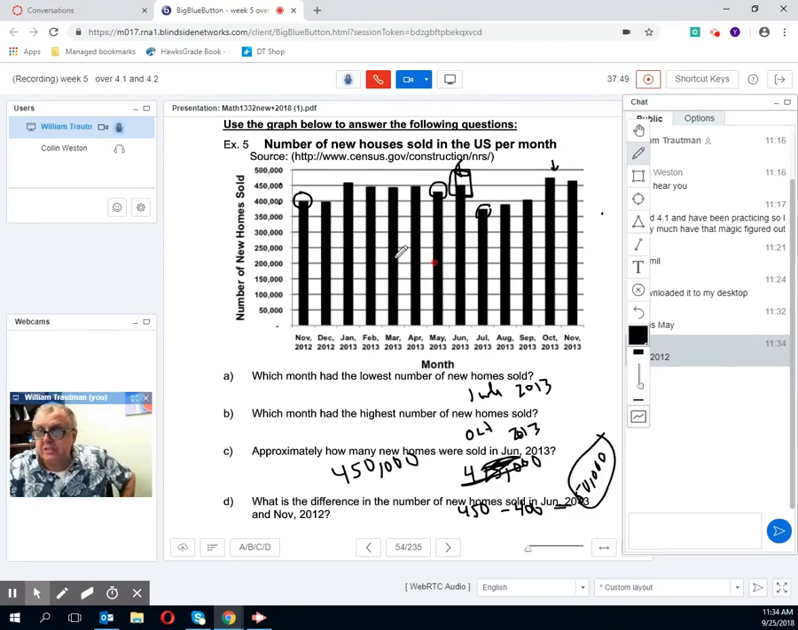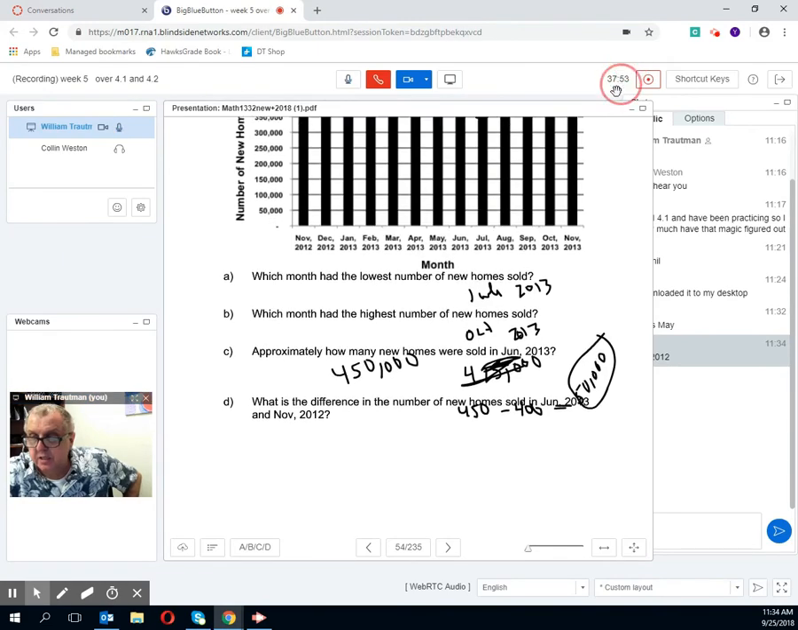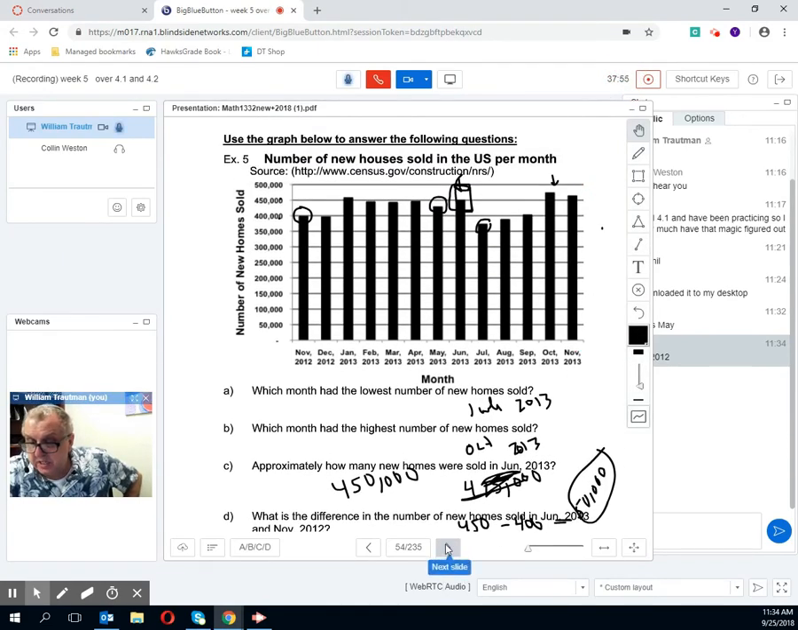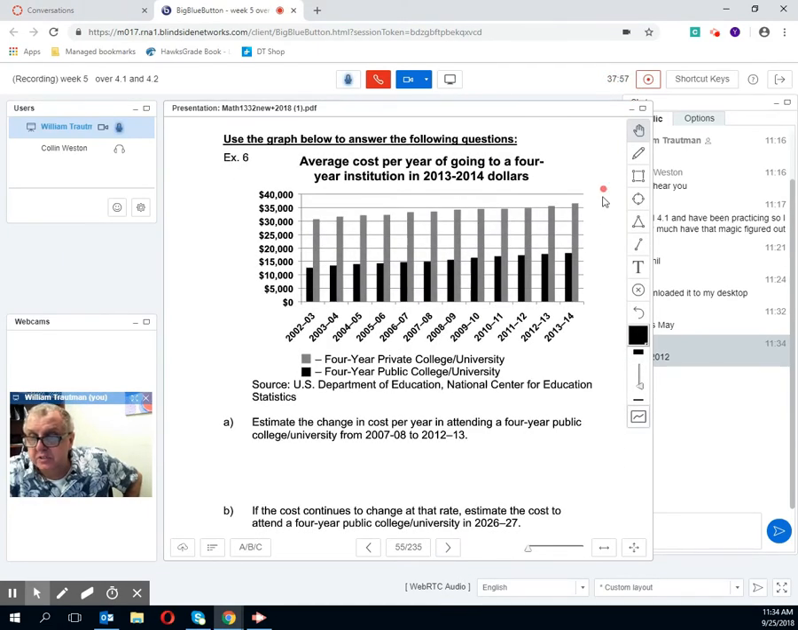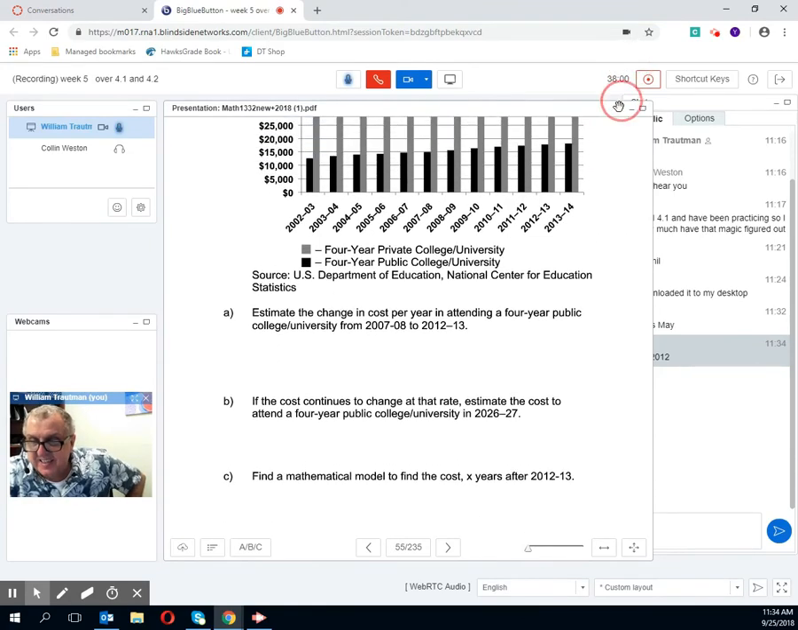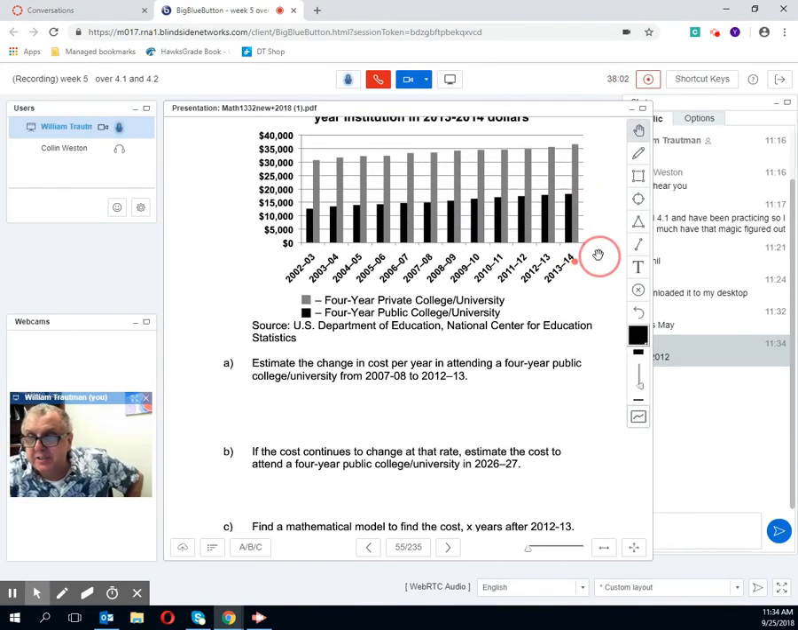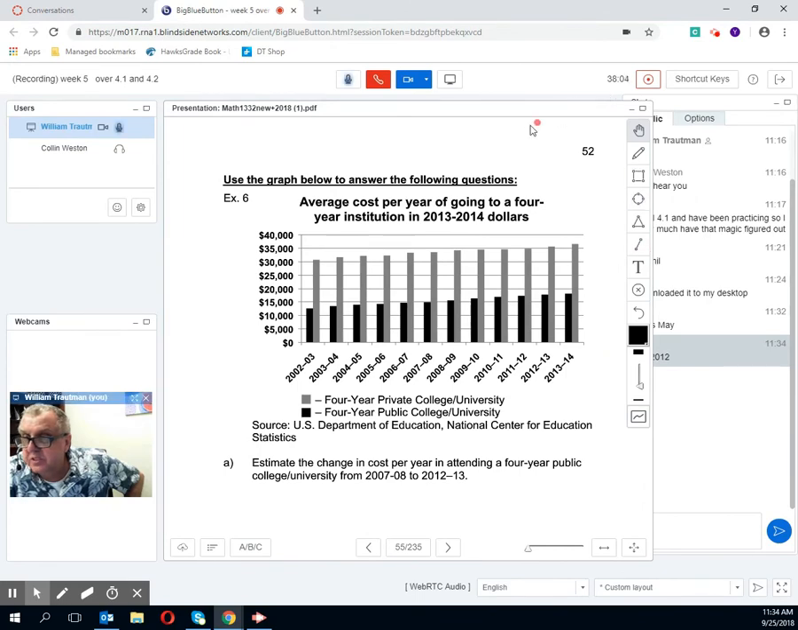Okay, so that wasn't too bad. That page wasn't too bad. Let's see if there's any more. Oh, there's always more. So let's take a look at this page. So there's more than I thought on here. Estimate the change in cost per year in attending a four-year public university from 7-8 to 12-13.